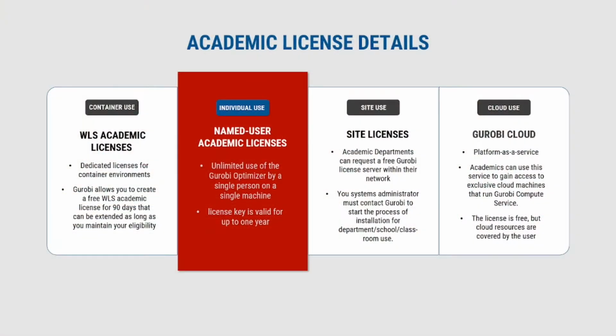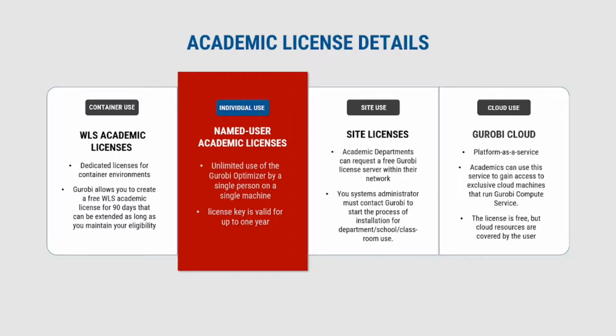This is not the end. There are more licensing options that are not directly available on the website. Let's take a look. Site licenses are an alternative to individual named user licenses. Academic departments can request a free Gurobi license server within their network. This involves the installation of the Gurobi token server, so we reserve this option for system administrators only. Please ask your local network administrator to contact our support team, and we are happy to start the process.